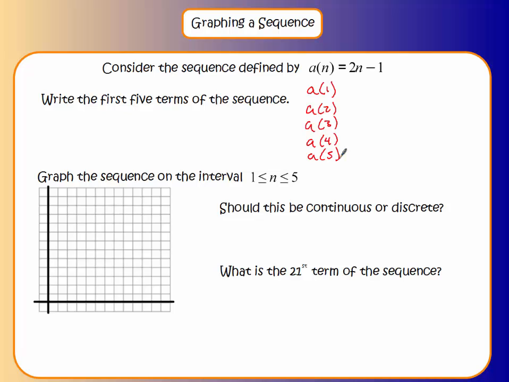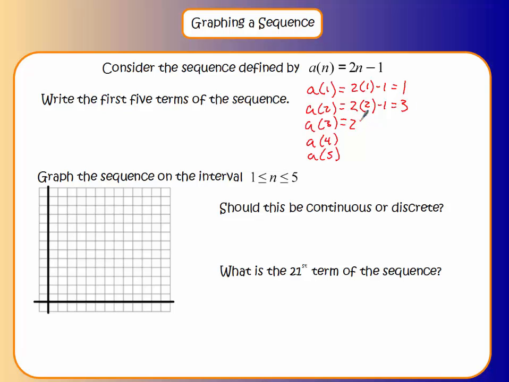And A of 1 would be, I remember with a function, I just stick this in for n, right? N became 1, so now I'm looking for 2 times 1 minus 1. 2 times 1 is 2, minus 1 is 1. That's not too bad. Well, let's try that again. So in this case, n is now 2. So 2 times 2 minus 1. 2 times 2 is 4. 4 minus 1 is 3.